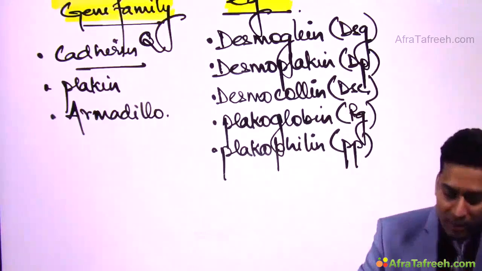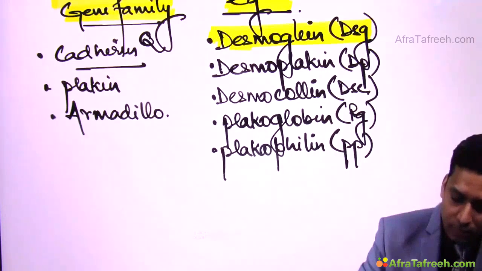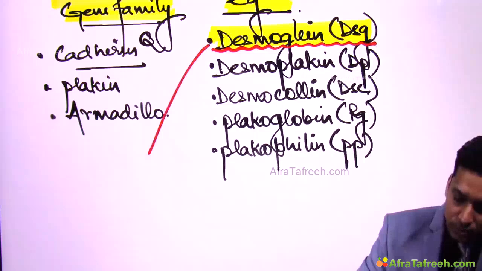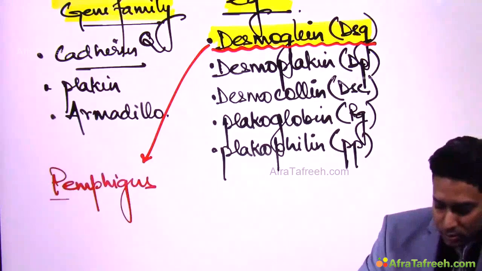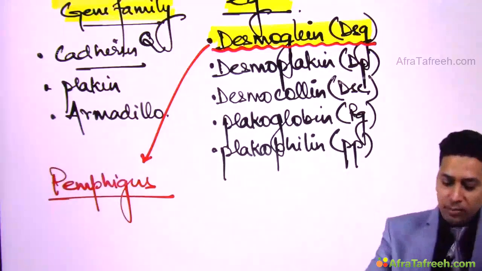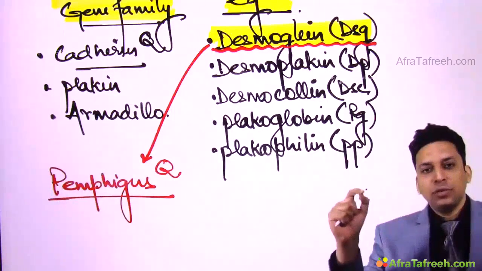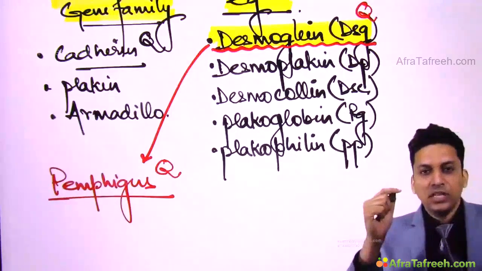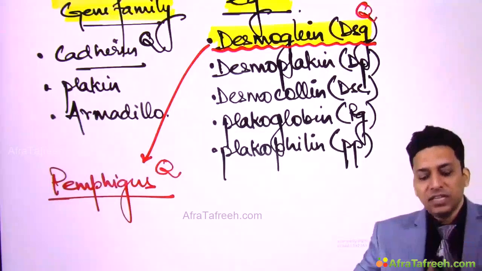Among them, this one is very important. Why is this one so important? Because this is the desmosomal protein which is involved in pemphigus. All of you might have read about this blistering condition, pemphigus. Pemphigus is very important. Questions have already been asked, and sometimes they ask which of the following desmosomal proteins is involved in pemphigus, and the answer is desmoglein. So in pemphigus, which protein is involved? Desmoglein.